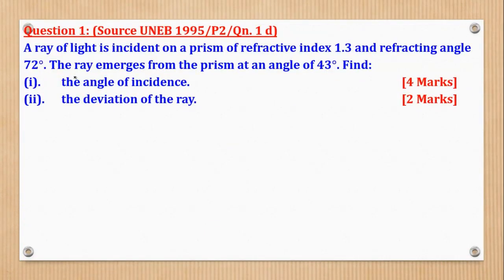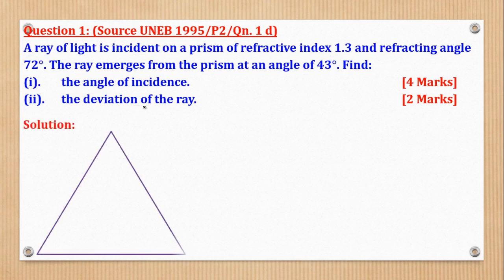So with those formulae, we can go through some of the questions. Question 1 came from UNEB, 1995, paper 2, question 1D, and says, a ray of light is incident on a prism of refractive index 1.3, and the refracting angle is 72 degrees. The ray emerges from the prism at an angle of 43 degrees. Find Roman 1, the angle of incidence, and Roman 2, the deviation of the ray. So we shall make an illustration.